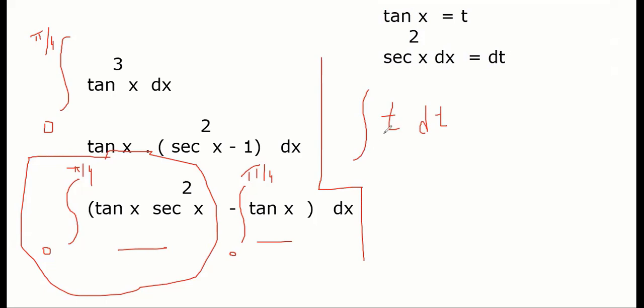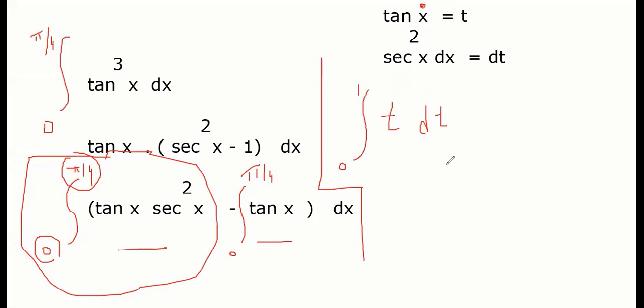Now what will be the limit? We have to change the limit. When we are integrating with respect to x, the lower limit was 0. Put x equal to 0 here, so t also will be tan 0, which is 0, right everybody? Next, the upper limit is x equal to pi by 4. So when you put x equal to pi by 4, what is tan of pi by 4? Pi by 4 is 45 degrees. What is tan 45? 1.